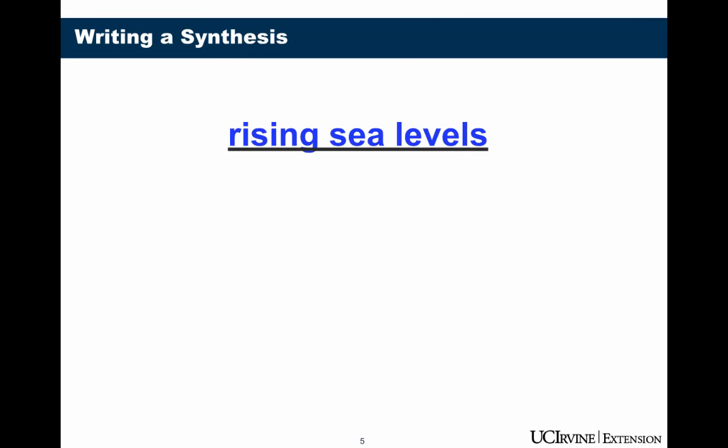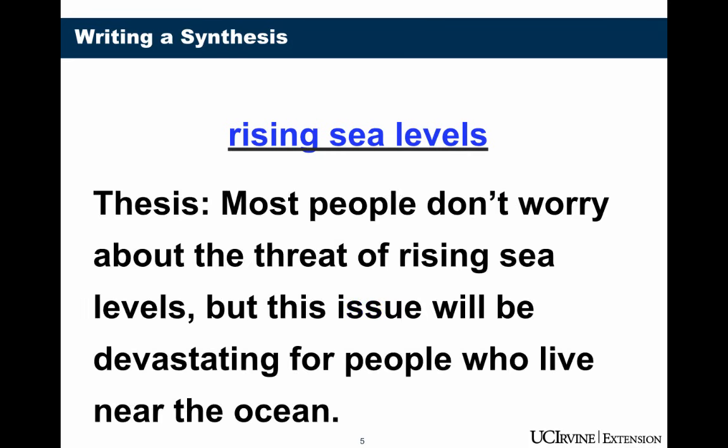So the writer might come up with a thesis such as this. Most people don't think about the threat of rising sea levels, but the issue will be devastating for people who live near the ocean. This thesis has a topic, the threat of rising sea levels, and a controlling idea. It will devastate people near the ocean.